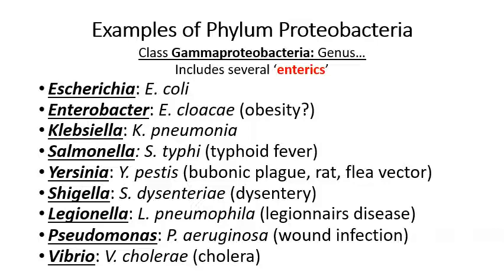Okay, Salmonella, genus Salmonella, example Salmonella typhi. Salmonella typhi was famous for causing typhoid fever, which caused many epidemics in Europe, killed millions of people over the ages. Yersinia, genus Yersinia is also classified as an enteric.